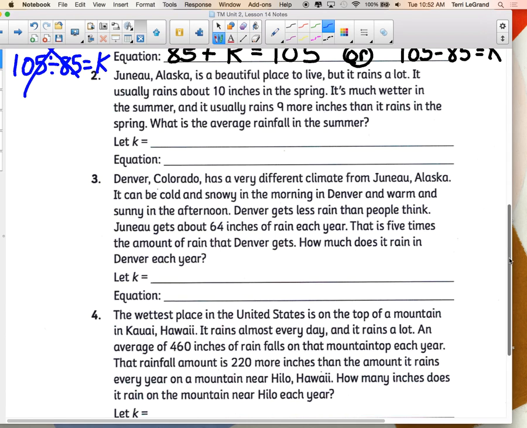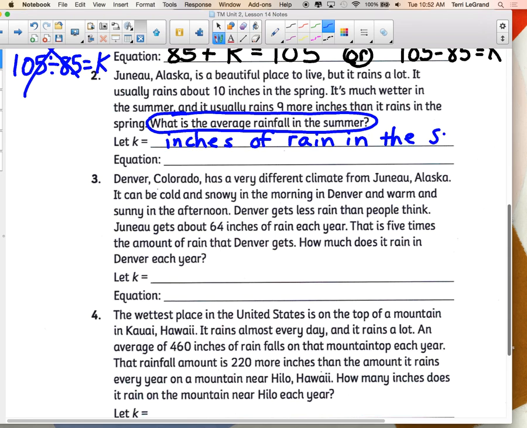Okay, let's get to the point that we all have the same K. What's our K? Yeah, we need to know, the question is right here, it says, what is the average rainfall in the summer? There it is, K is going to be the inches of rain, because it's talking about inches of rain, right? Inches of rain in the summer. The question didn't say anything about spring. The information they gave us about the spring is going to be helpful, but we don't need it in our K value. Okay, who's got an equation for us they think would work for this one?